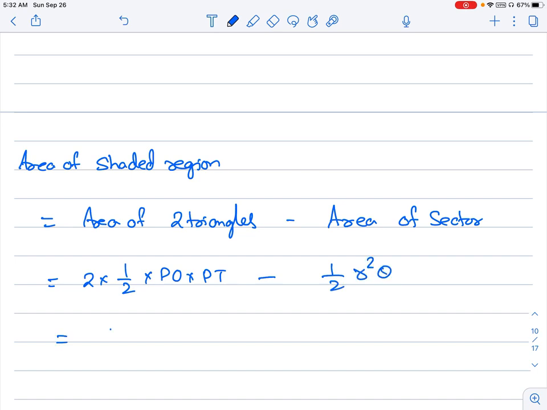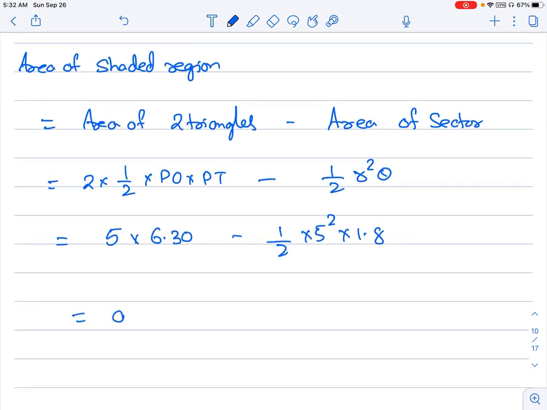PO value was 5 and PT value we just got is 6.30, minus half r square theta. r is 5 squared and theta value we got as 1.8. Simplify this, and you should be getting something around 9.00 centimeters square. That's going to be the answer for question number 6.